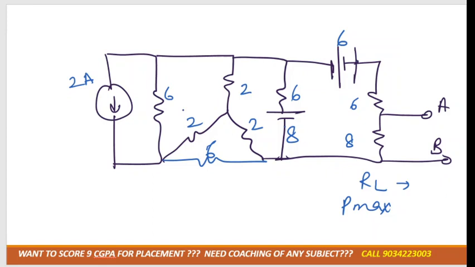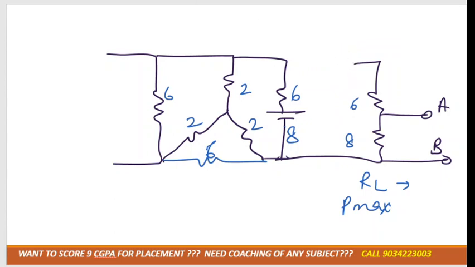See, in this question, how can we calculate RTH? The current source would be open, so I'm removing it. The voltage source must be short circuit. This is also short circuit, the 8 volts, so this is also short circuit, right? Now you have to calculate across A and B.